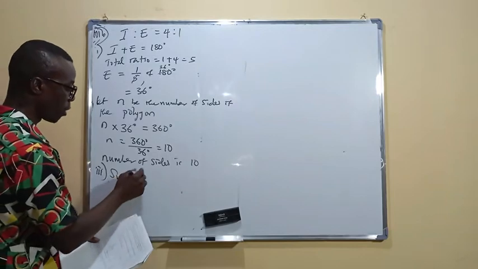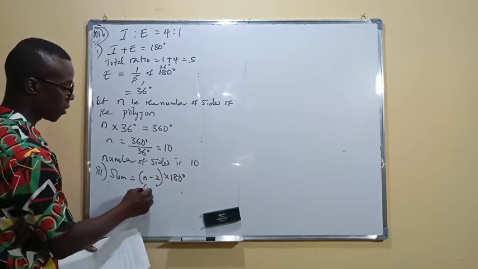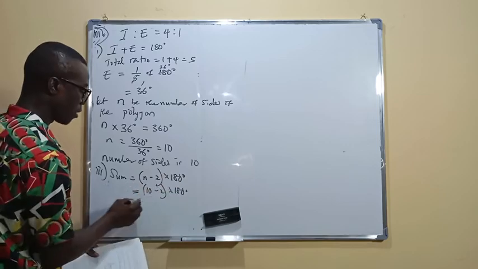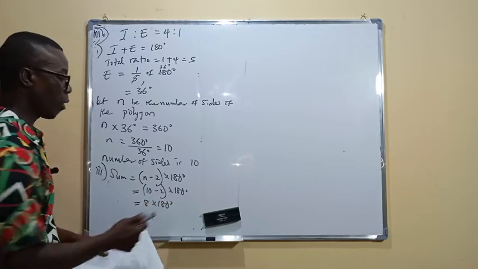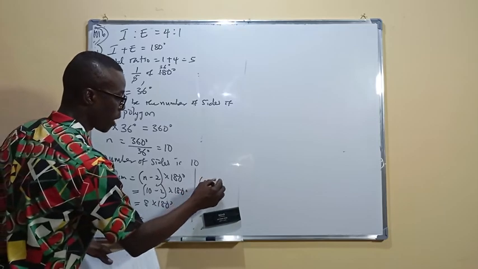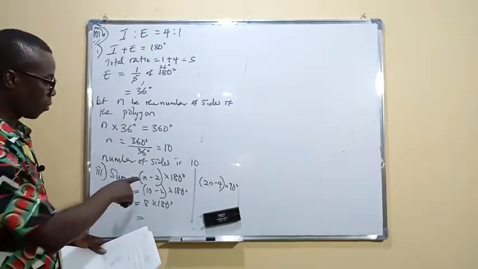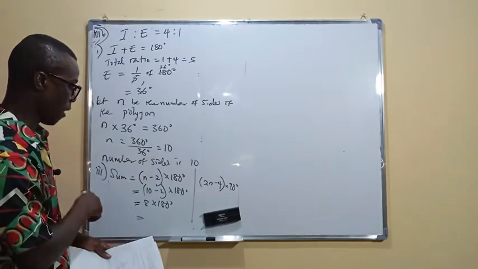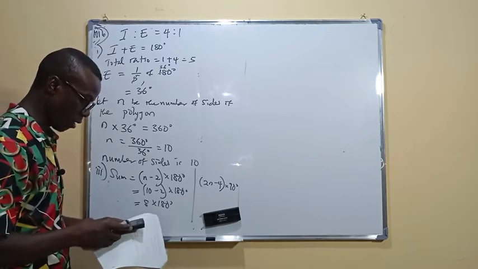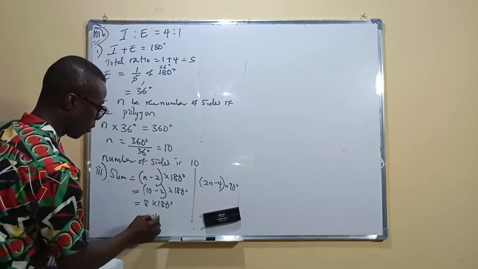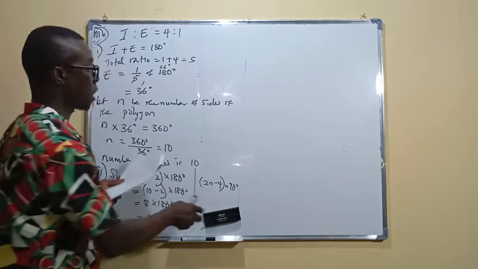So the sum will be what? n minus 2 times 180 degrees. n is 10, so 10 minus 2 times 180 degrees. That is 8 times 180 degrees, right? There are two formulas for this. You can as well make use of 2n minus 4 times 90 degrees. You can use that too, but I'll prefer to use this one. So 8 times 180 gives us 1,440 degrees. So that ends that question.